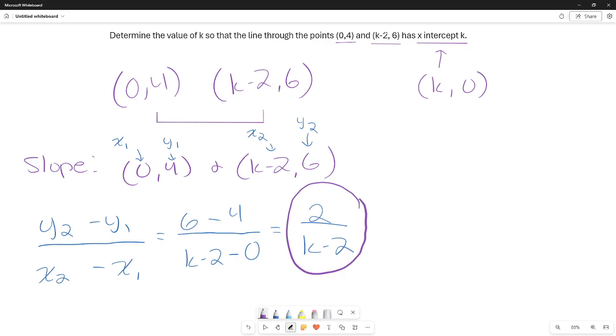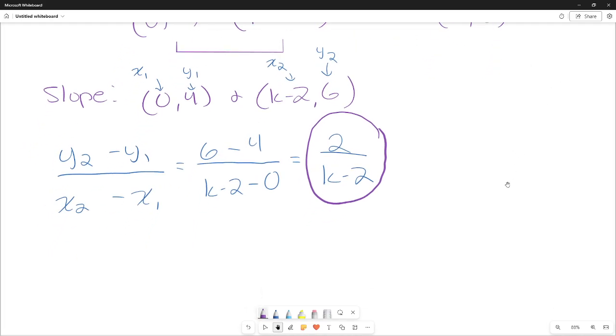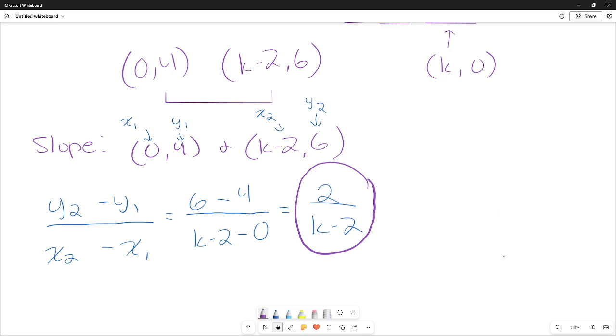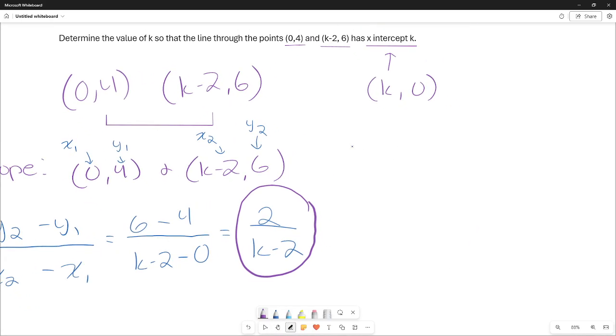Now we want to find the slope between another 2 points. So you can find the slope between (0, 4) and (k, 0), or you can find the slope between (k - 2, 6) and (k, 0). I'm just going to do (0, 4) because I don't want to do k - 2 again, since it looks a little funny. Anyways, I'll write it to the side here. So I have the slope of (0, 4) and (k, 0).